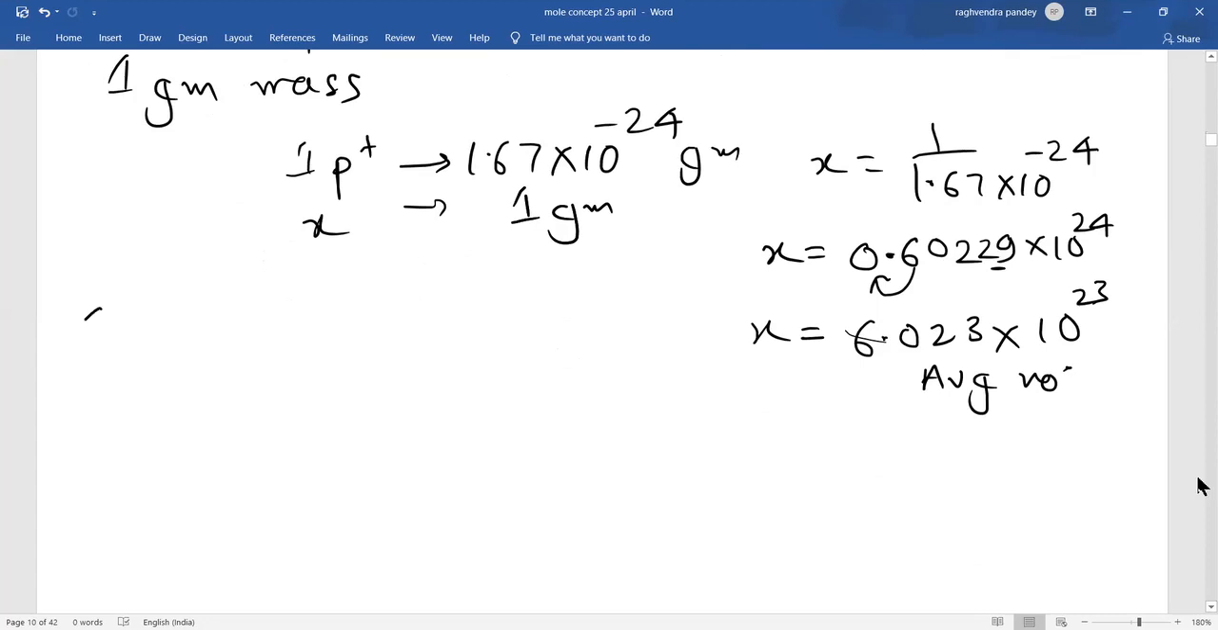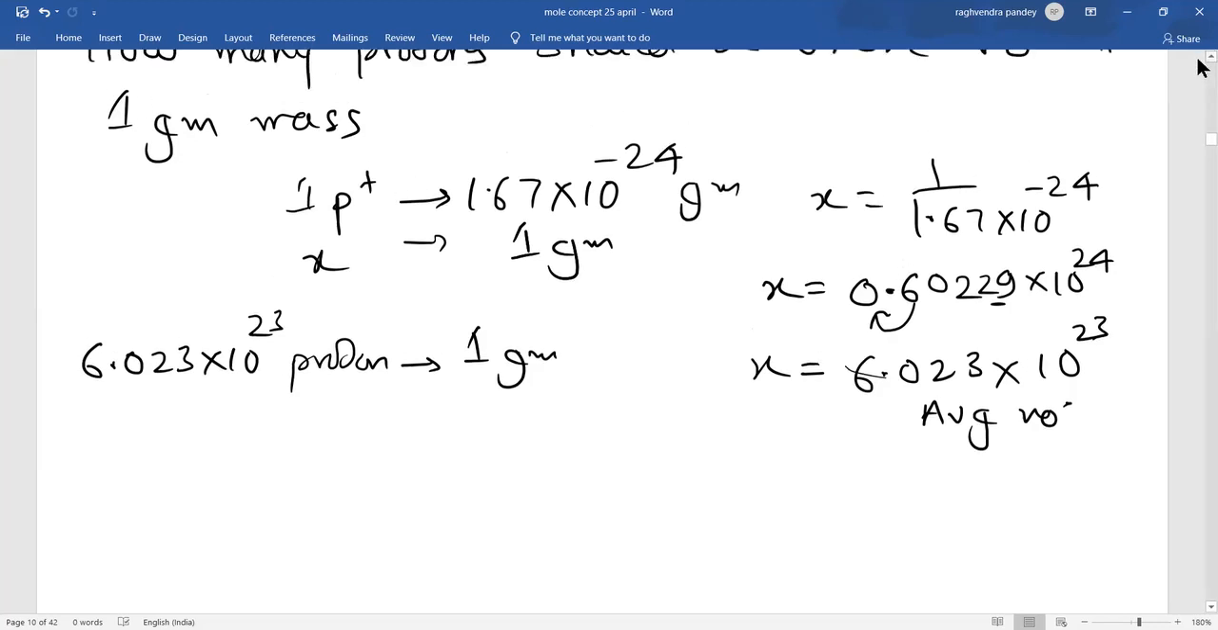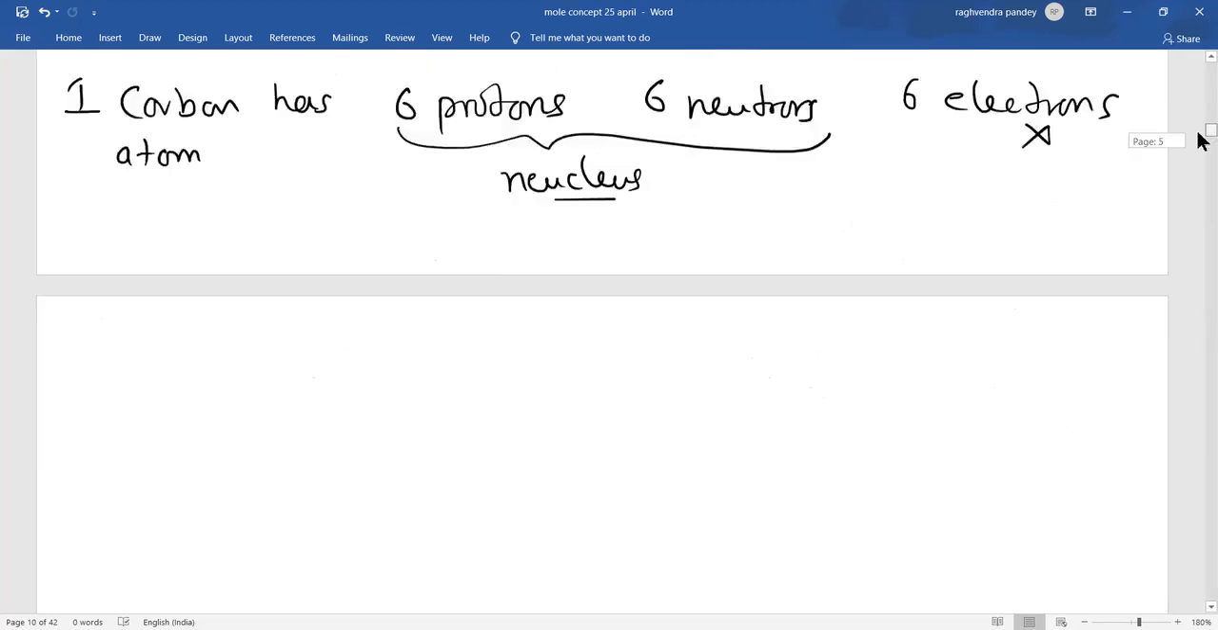So these number of protons, 6.023 into 10 power 23 protons, will make 1 gram mass. Got it? Now let's move on to carbon.